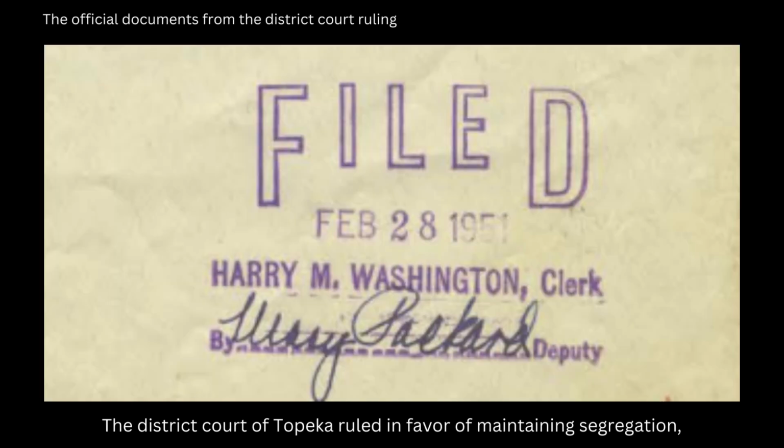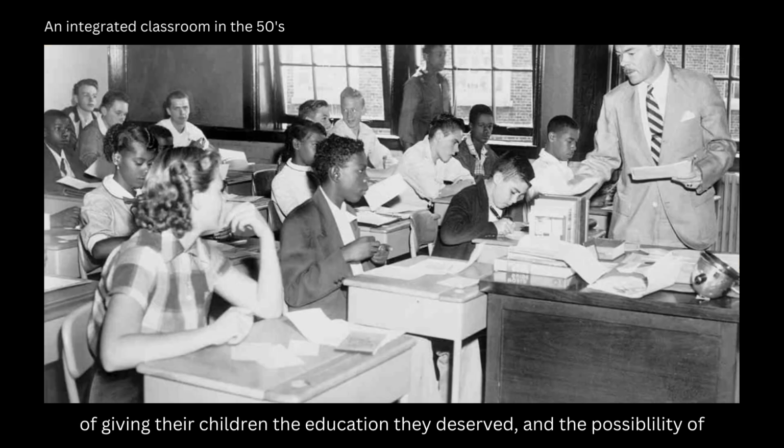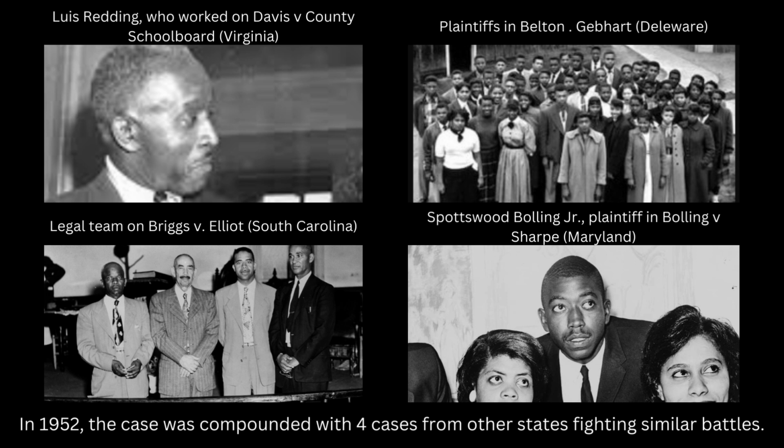The District Court of Topeka ruled in favor of maintaining segregation, but the families pushed even harder, taking the case to the Supreme Court in hopes of giving their children the education they deserved and the possibility of achieving equal education for all children throughout the U.S. In 1952, the case was compounded with 4 cases from other states fighting similar battles.